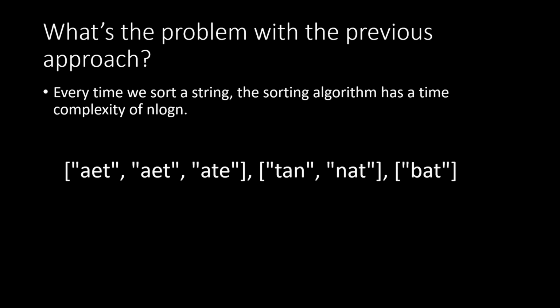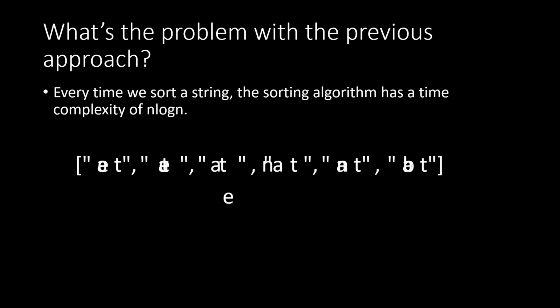So this becomes m times n log n, because every single string here we now have to sort, and there we go, it is m n log n, right? So this isn't the best time complexity, we can do better. So is there a better way? Let's look at our data structure for how we're storing this.